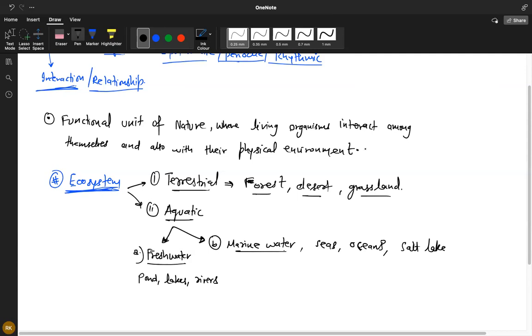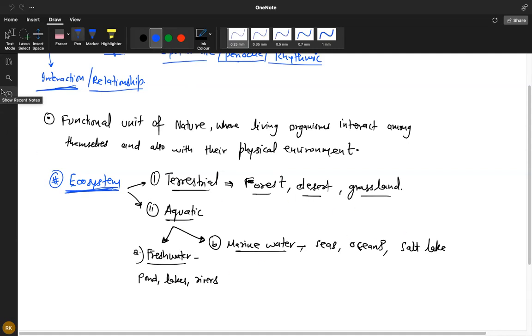Okay. So that may not be as good an ecosystem to study, but it is a marine water source. So we are just studying the most prominent and simple ones: forest, desert, grassland, pond, lake, rivers, and oceans.